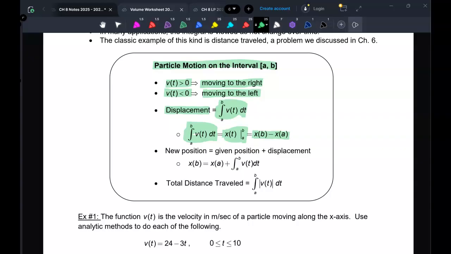Make sense? Okay. If I need to find a new position, I take a given position plus the displacement. We actually had this kind of problem. We had one of those problems on one of the worksheets that we had trouble with. This is the fundamental theorem of calculus where we want to find a position at B. So we use the position at A and then add the displacement between those 2 points. That makes sense? Total distance traveled. We're going to take the integral of the absolute value of velocity. Right, so that makes velocity positive. Right, so that's the total distance.